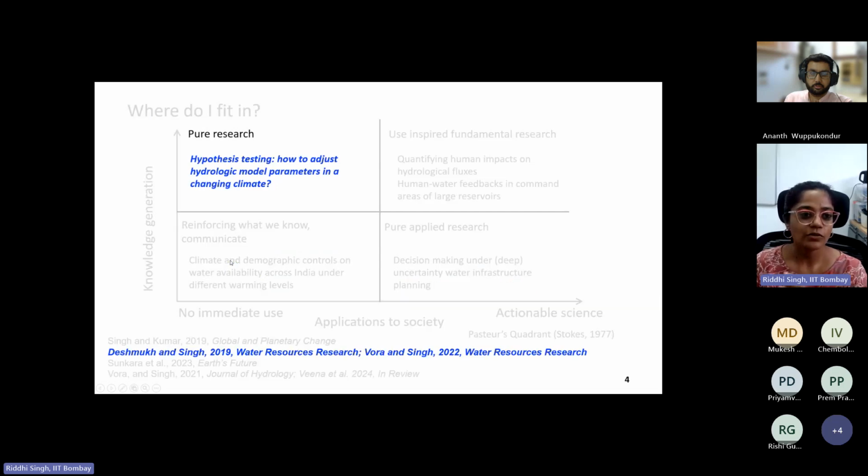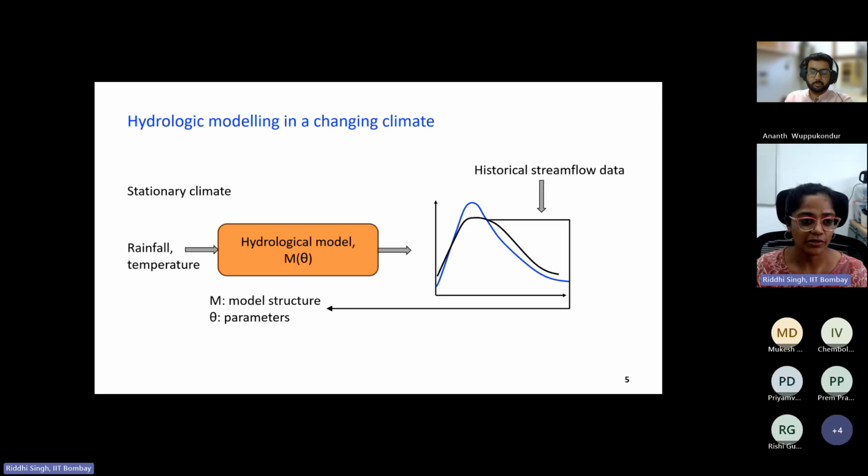So today I wanted to talk briefly about some of these. Not everything can be covered in 20 minutes, but just to give you a few glimpses into what we've been doing. So the first question that I think falls into the pure research category has been on how do you adjust hydrological model parameters in a changing climate.